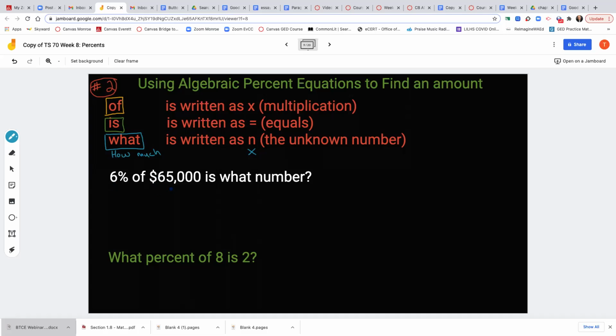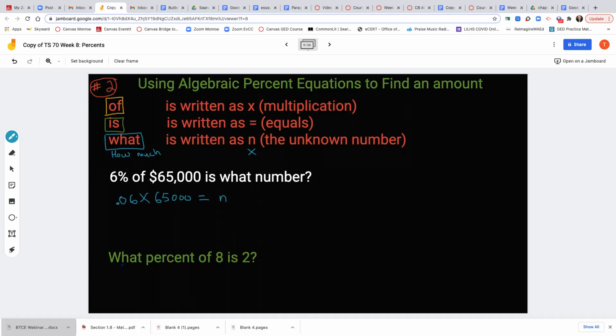6% of 65,000 is what number? Okay, so here's what I would do here. I've got 6%, which you guys know that 6% as a decimal is 0.06. "Of" means times, so there's my times. And then we've got 65,000. "Is" means equals. "What" is the what number. Okay, we're solving for n here.